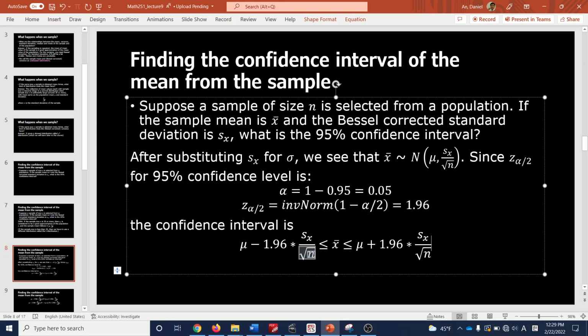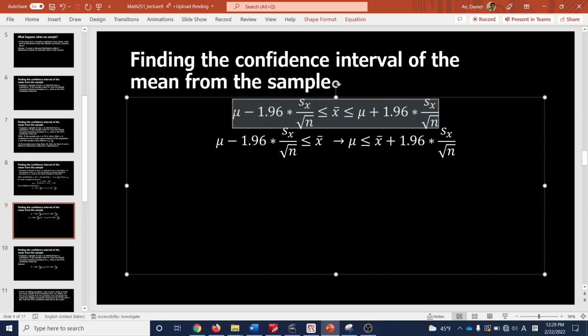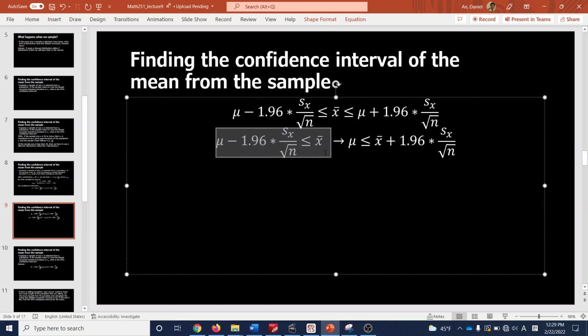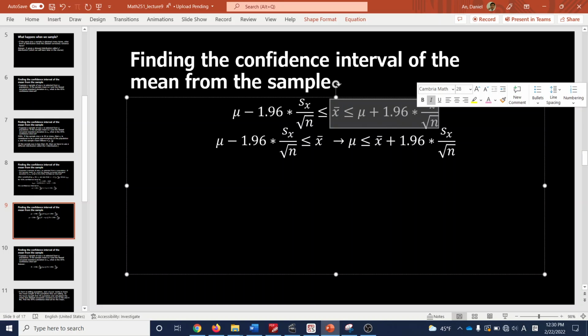But now I have to do some algebra here. The algebra I have to do is take this one and take only the left side, and add this 1.96 times Sx over square root of n to the right side so that the inequality now looks like that, okay? So here I was saying that x bar is between these two numbers, but now you can say mu is less than this number, and you can do the same thing for this right side.